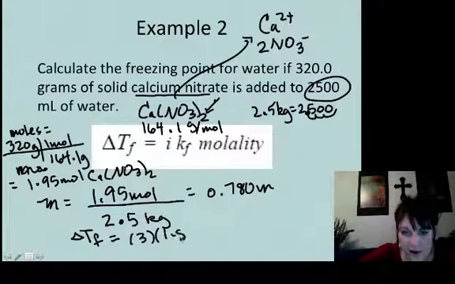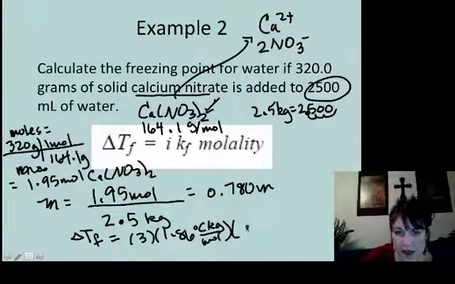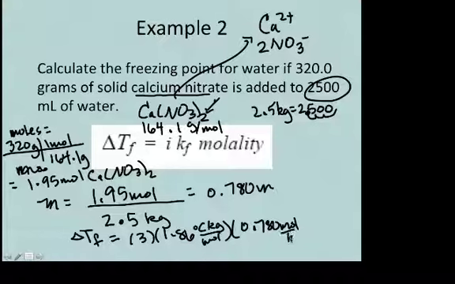1.86 it is. 1.86 degrees Celsius times kilograms per mole. And what else do I need? I, K, and M, molality, 0.780. That is moles per kilogram. I want to make sure that everything's canceling correctly. Look, I end up with degrees Celsius, and since I'm trying to find temperature, I'm happy with units of degrees Celsius. So my change in freezing point was 4.35 degrees Celsius.